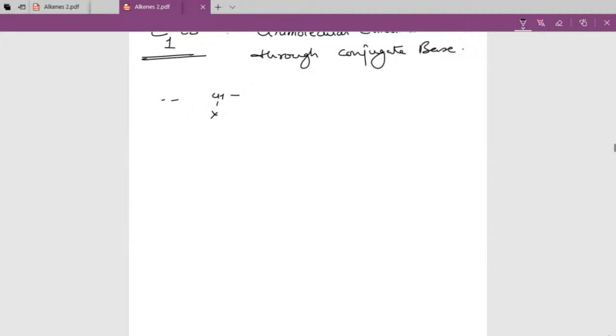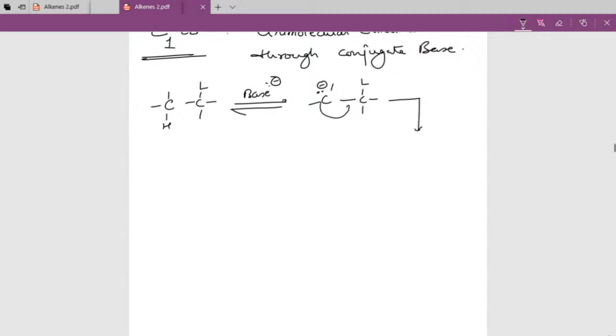So, for this to happen, let me write a general mechanism: there is a H, there is a leaving group. When a strong base comes, a complete carbanion will be formed. No fixation to anti-elimination this time because a complete carbanion which can undergo flipping is formed. And then this goes to removal of L.